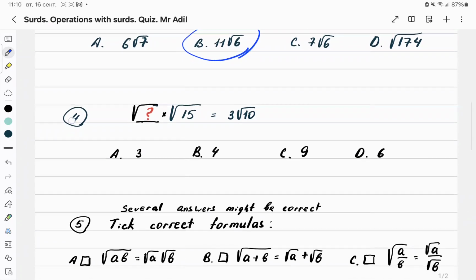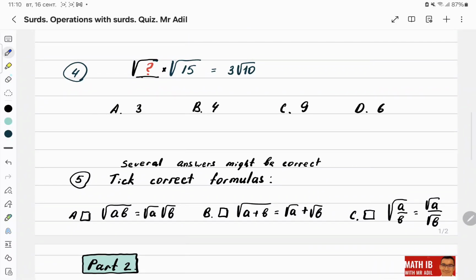Okay, question number 3 and 5. Let's start with question number 3. It says that we have to put the number under the square root to have the answer on the right hand side as 3 square root 10. Okay, there are two options for how we can solve this question.